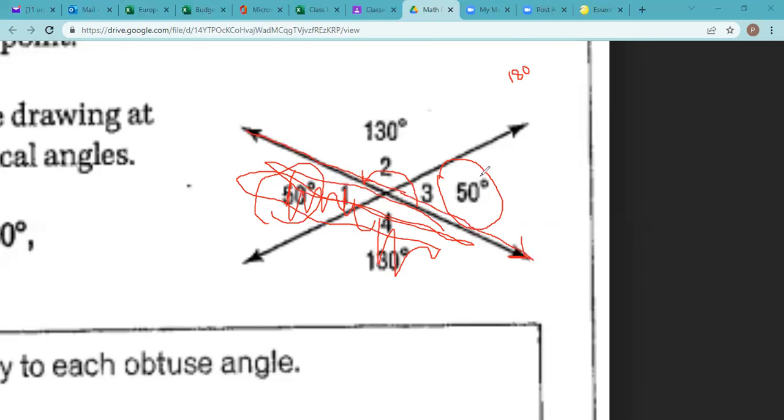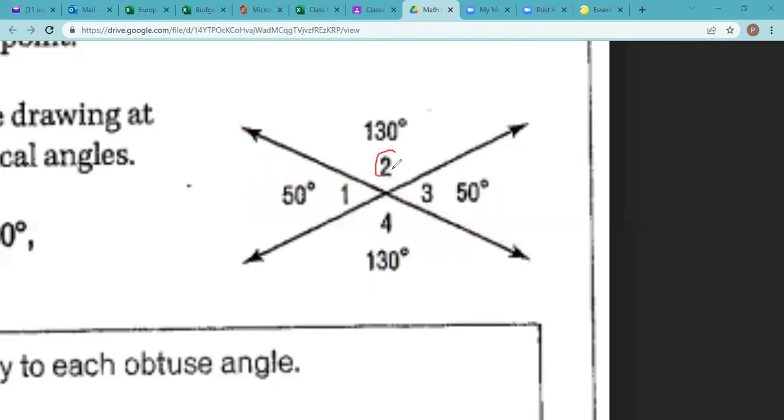It's supplementary. We know that one side is 50 degrees. We may not know what the other side is. So take 180 and subtract 180 minus 50. And that's how you end up getting 130 degrees. So if angle 2 is 130 degrees, then we know that catty-cornered across the street, the angle 4 is going to be the same exact thing as angle 2. And it's going to be 130.